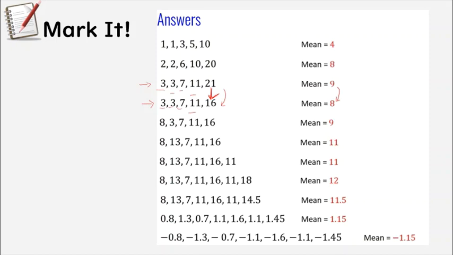So mark them off. Notice as well, these negative numbers, you can have a negative number for your mean as well. You still do the same method.